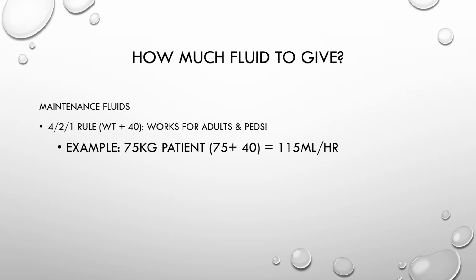So since we're primarily treating adults here, you can actually break down this formula into their weight in kilograms plus 40. However, if you were doing pediatrics and the patient was under 40 kilograms, then you would actually calculate using the 4-2-1 rule. So as an example, for an adult weighing 75 kilograms, you could just take 75 plus 40. That would equal 115 mLs per hour. That would be their maintenance fluid.